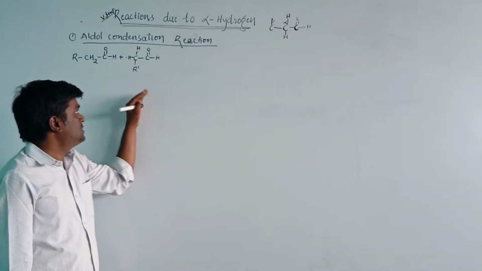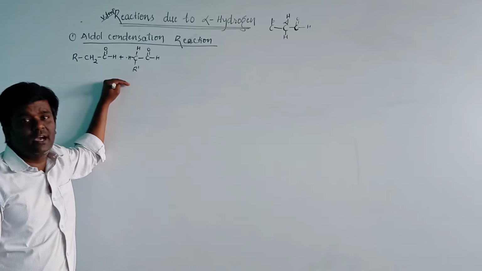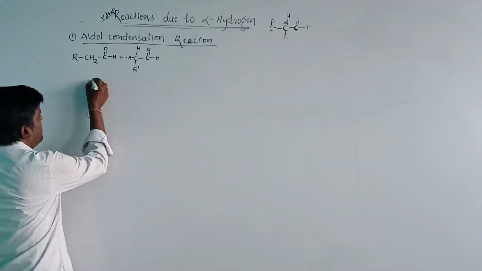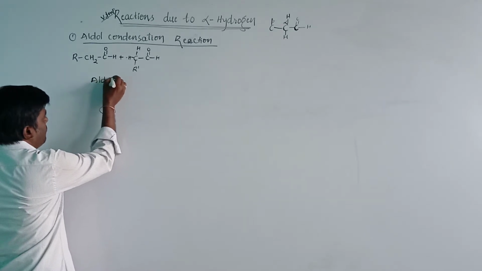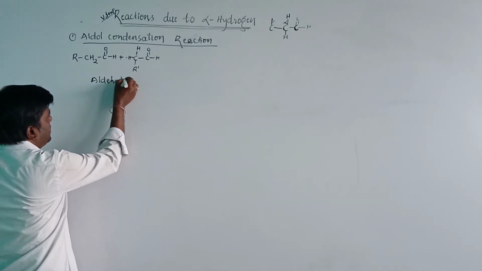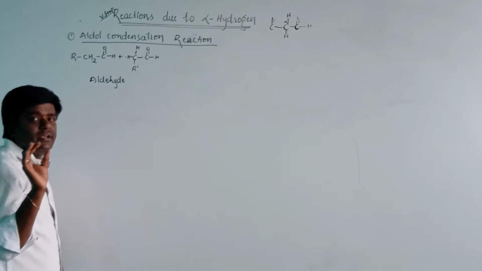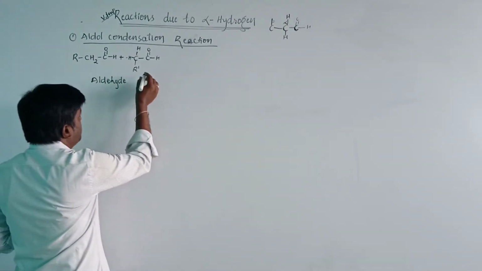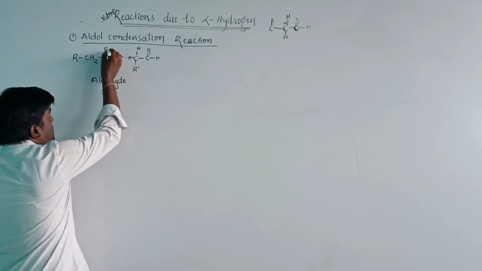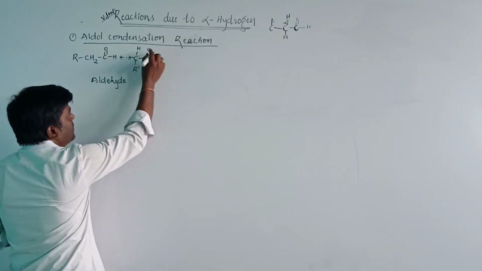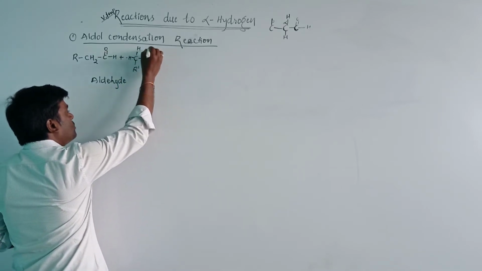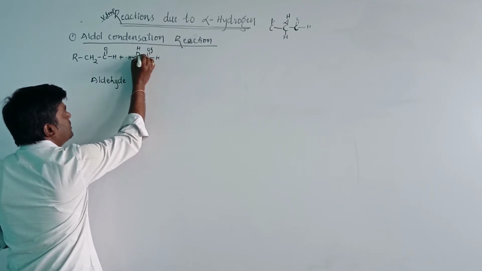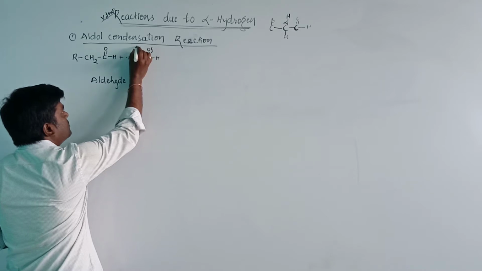Let us see how the aldol condensation reaction is carried out. Here both are aldehydes. We can take aldehydes or ketones, but the aldehydes must be the same and the ketones must be the same. Due to the electron withdrawing group, the electron shifts towards the oxygen, and this shifts to this side.